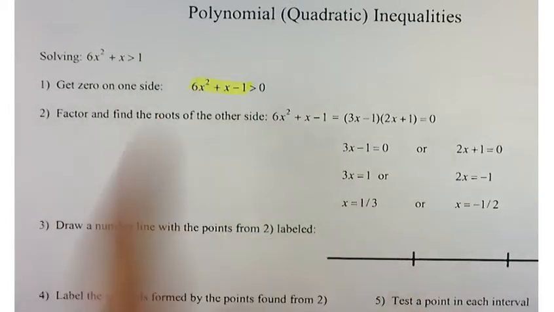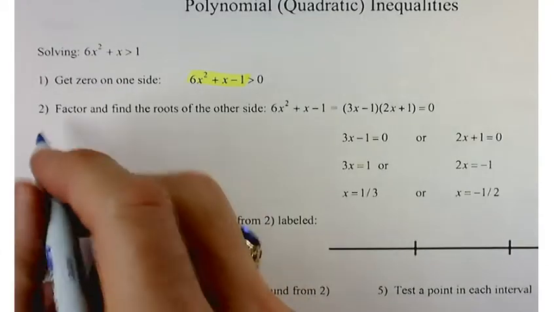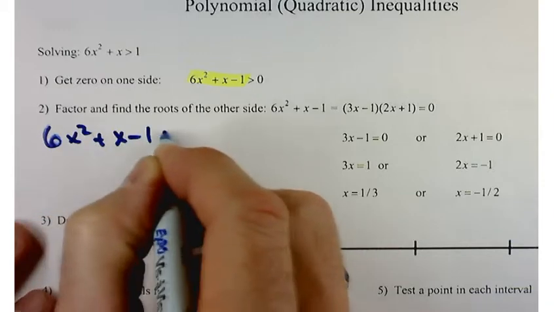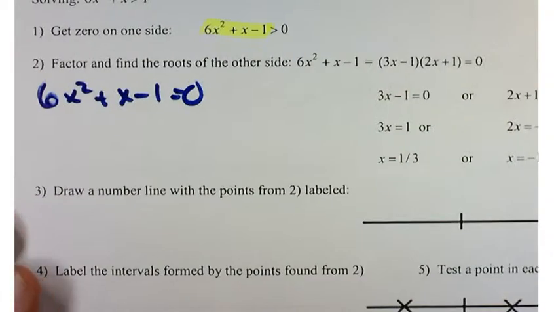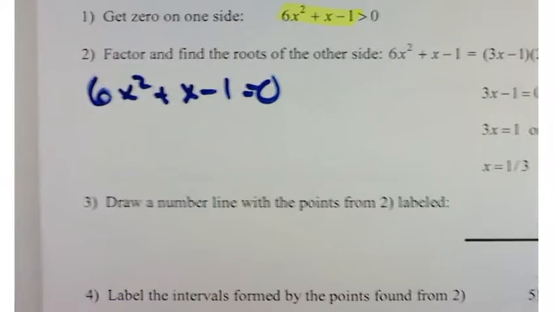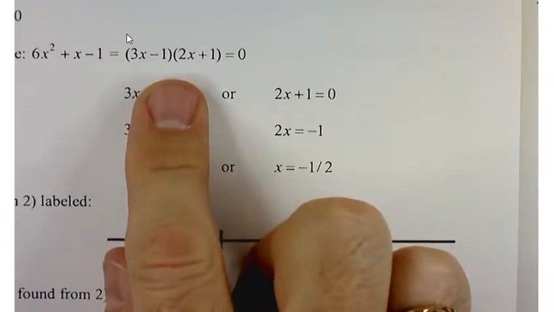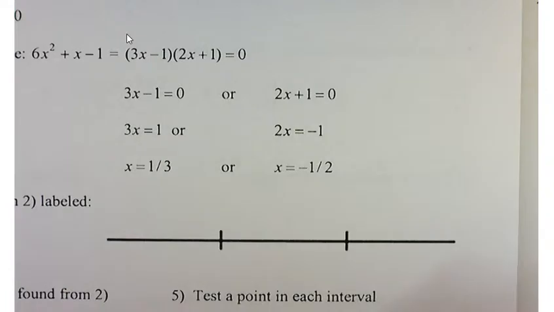What you're going to do once you get 0 on one side is set this polynomial equal to 0. So it's going to be 6x squared plus x minus 1 equals 0. Now on your handout I say factor and find the roots. Depending on the problem, you might not be able to factor it. You might have to use the quadratic formula. But what about this one? How would you solve this equation? Are you going to factor it or use the quadratic formula? I'd suggest you factor it, mostly because it's already done for you right here. You could use the quadratic formula if you want to, but let's not.